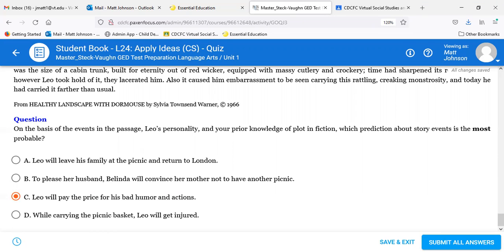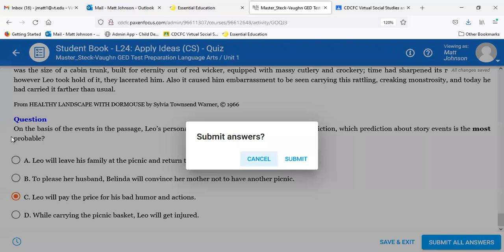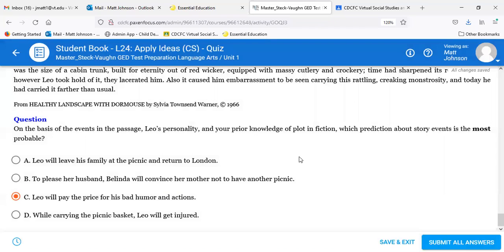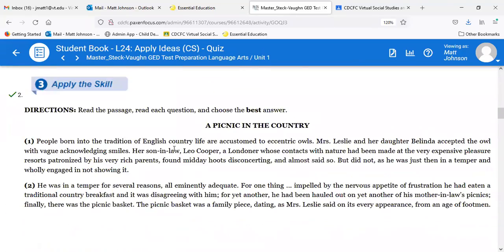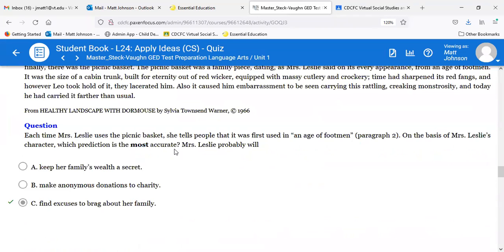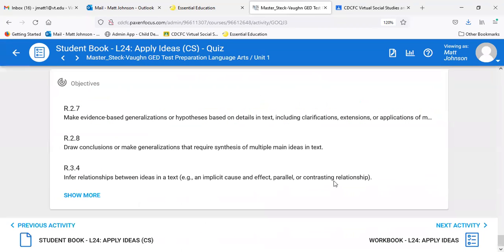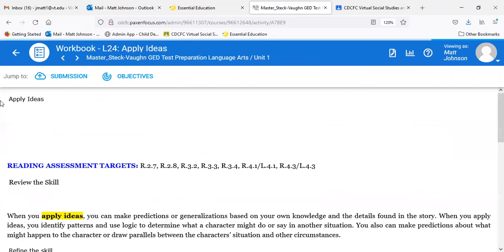So 1 was A, 2 was B as in boy, 3 also B as in boy, 4 was C, 5 was A, and 6 was C. All right. And on to the workbook.